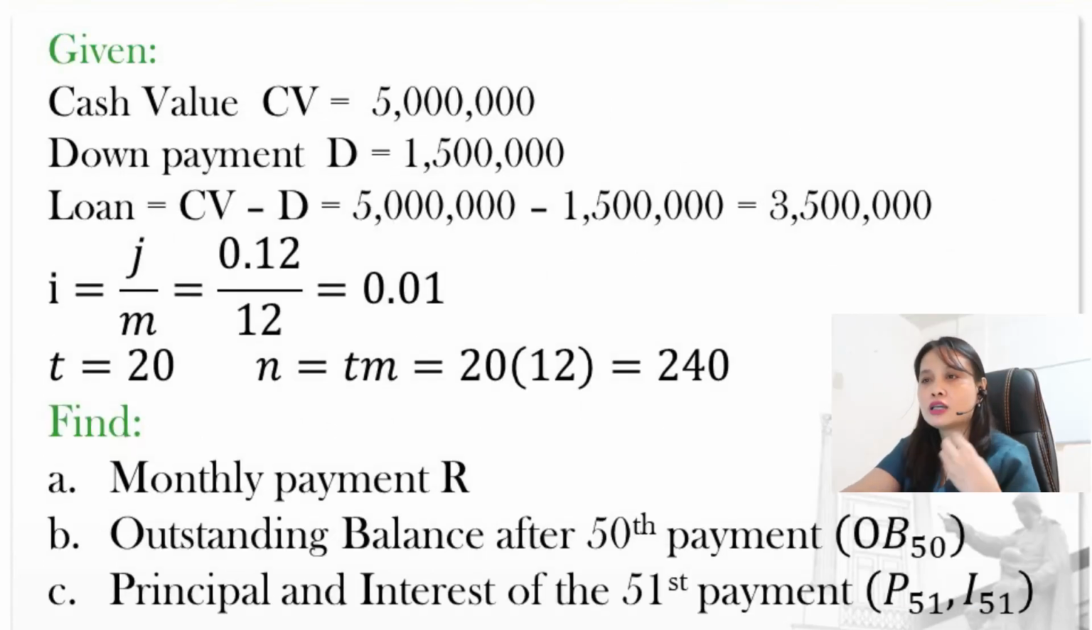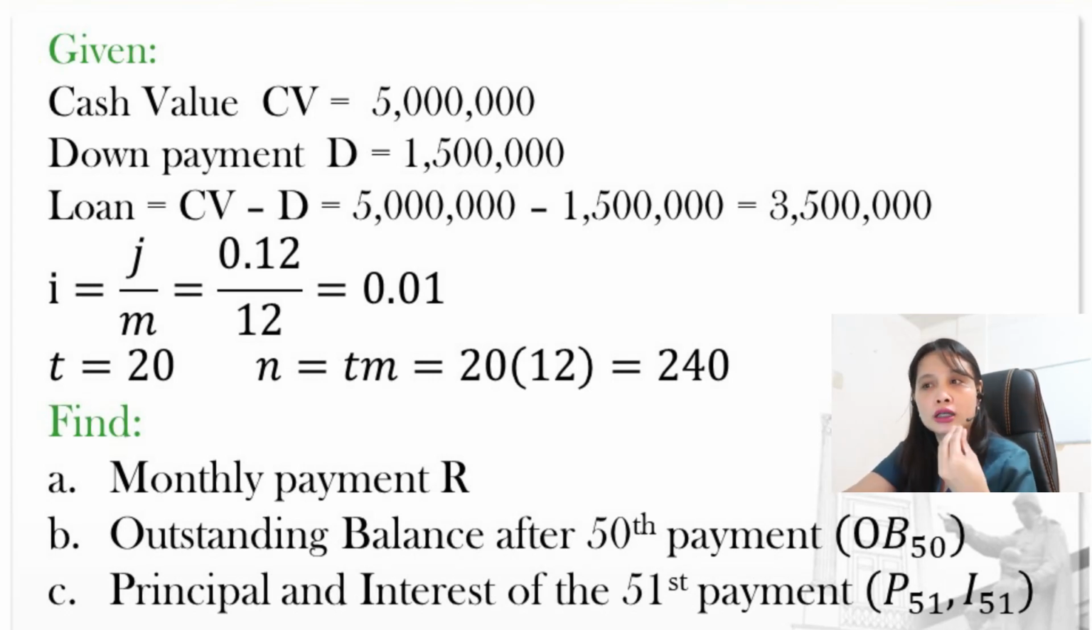Okay. So these are the given. So we have cash value, which is 5 million. So that's the cash value of the house and lot. Down payment, which is 1,500,000. Loan, so CV minus the down payment. Okay, or in short, that is your present value. Yung tinatawag na loan, that's your present value. So we have 5 million minus the down payment. So you do have 3,500,000.